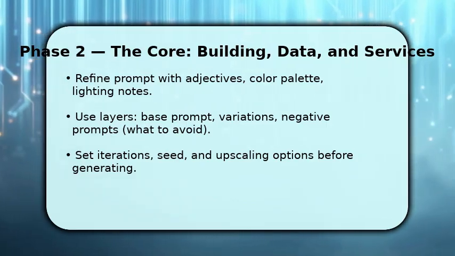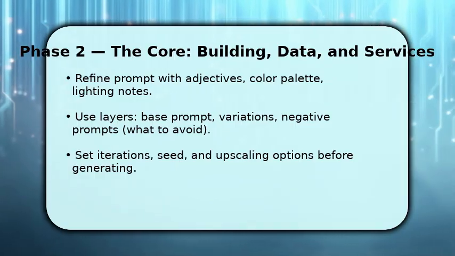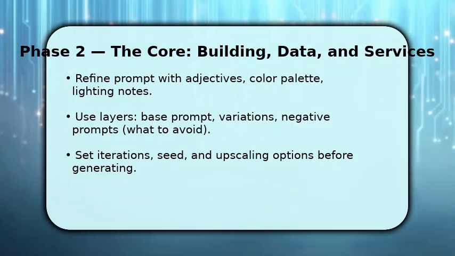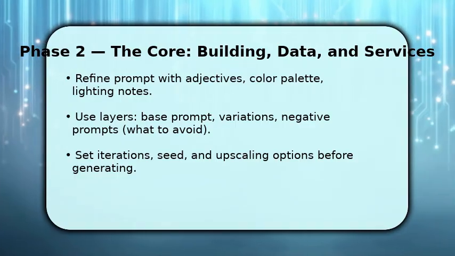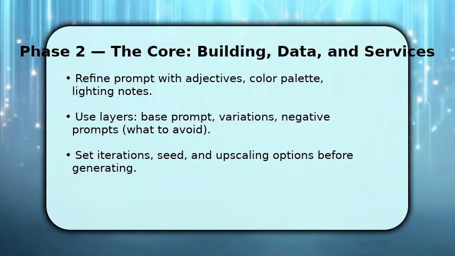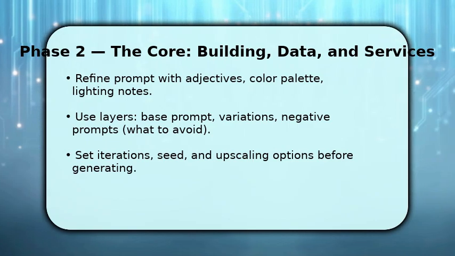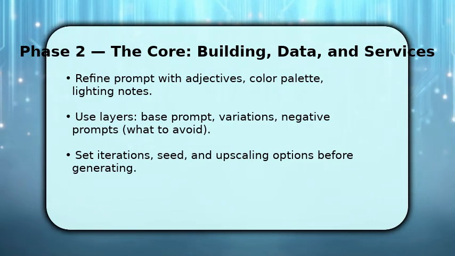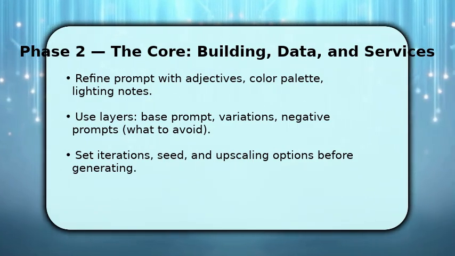Add negative prompts to exclude unwanted elements. Before you hit generate, select iterations, set a seed for reproducibility, and choose upscaling if you need higher resolution. This ensures predictable refinement and reduces random surprises in the middle of the workflow.